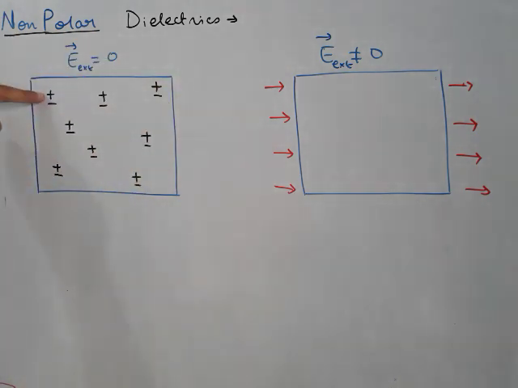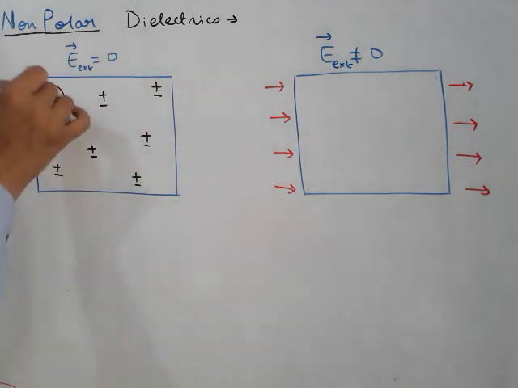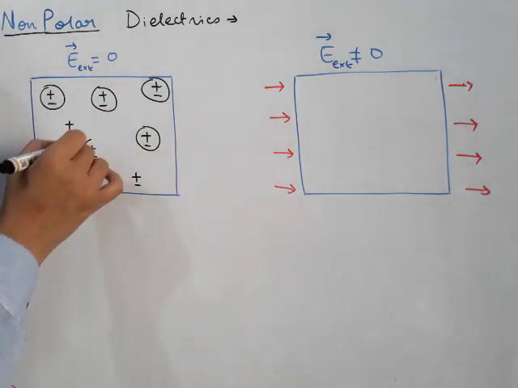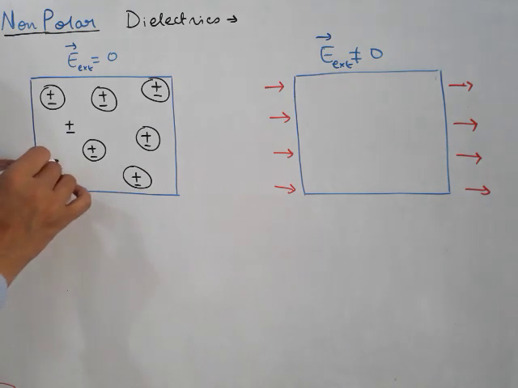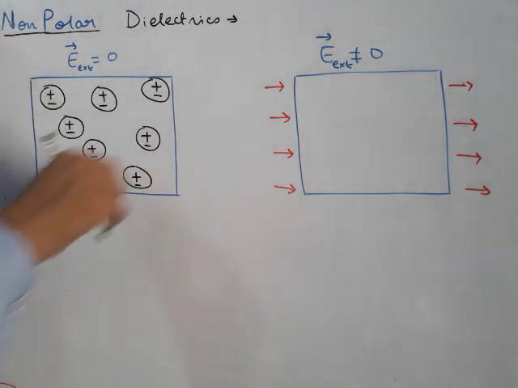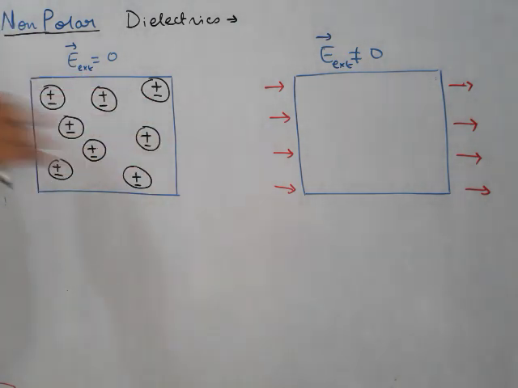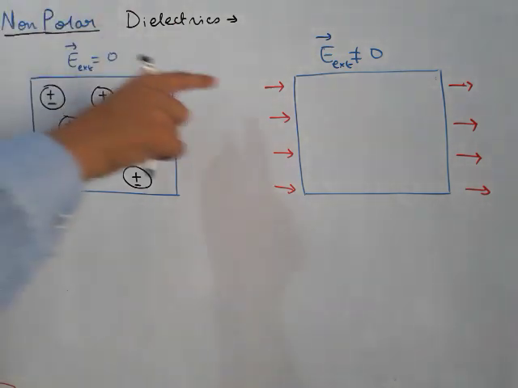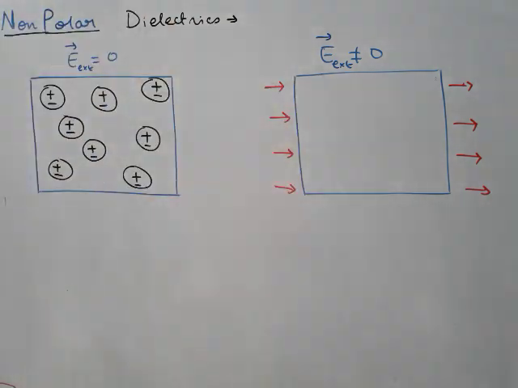So the center of positive and negative charges are to be drawn together, because it is what kind of molecule? Non-polar molecule. Remember the representation which I had discussed just before this topic. This would be the situation if there is no external field. So E external is how much? 0.